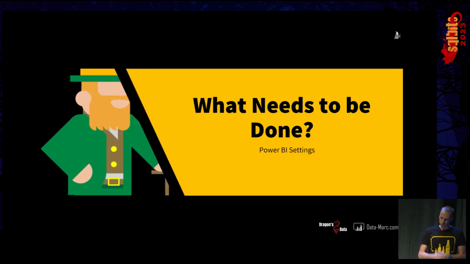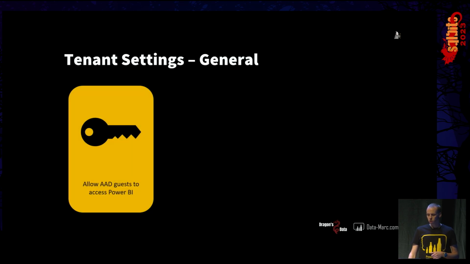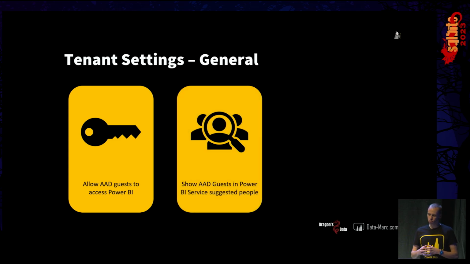So, what needs to be done before we can get this all started? What specific configurations do we need in Power BI? It all starts with some basic tenant settings. It starts with allowing Azure Active Directory guest users to access Power BI. As soon as this is set up, the next step is to show Azure Active Directory guests as suggested people in the service. As soon as I share something with direct share or publish an app, I can list down who I want to give access.